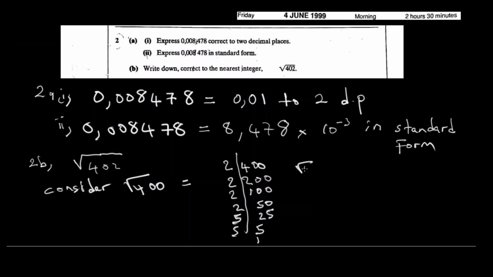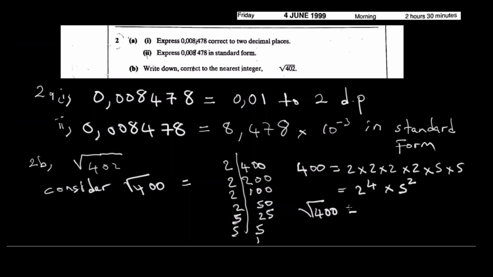This means that 400 is equal to 2 times 2 times 2 times 2 times 5 times 5. This can be written as 2 to the power 4 times 5 squared. When we now need to find the square root, if a number appears twice, it should be represented once. So we have 2, 2. We take this 2, we cancel out this 2, we take this 5, and we cancel out this 5, implying that the square root of 400 will be 2 times 2 times 5.